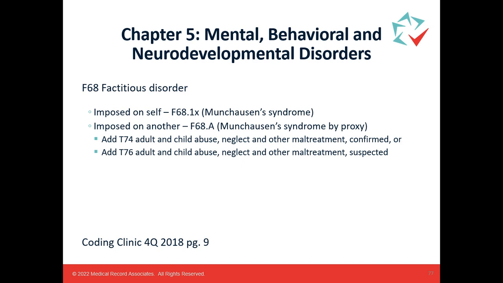And then you're also going to add your T codes for adult and child abuse, neglect, or other maltreatment, whether it's confirmed or suspected. T74 is the confirmed, the T76 is the suspected. And there is a coding clinic regarding this, fourth quarter 2018. And again, don't forget that coding guideline.